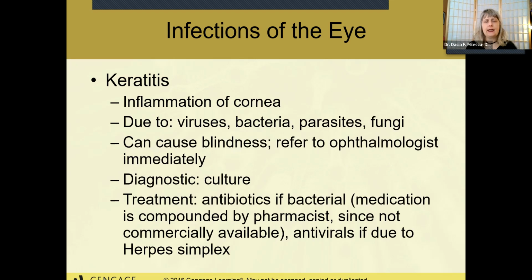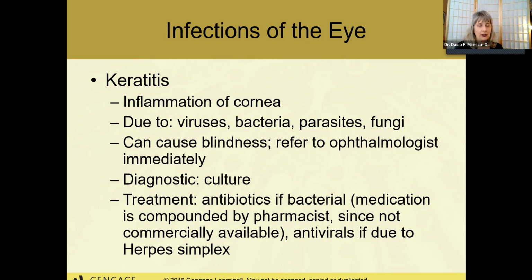All right, keratitis is inflammation of the cornea. This can be due, again, to viruses and bacteria, but additionally parasites and fungi. Yes, they can cause keratitis, and if untreated, it may cause blindness, so immediately get an ophthalmologist. Diagnosis is usually culture. That's how you can find out if it's any of these: virus, bacteria, parasites, or fungi. Okay, now if it is bacterial, an antibiotic is going to be available.